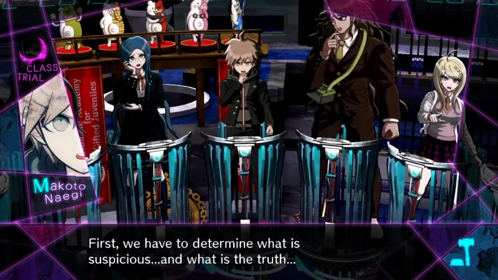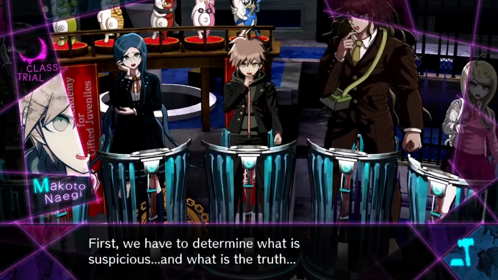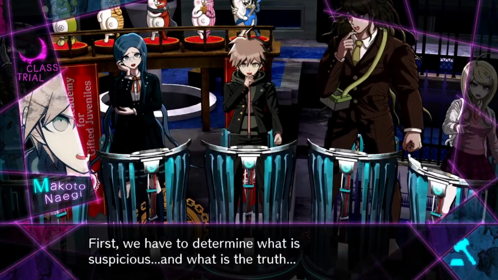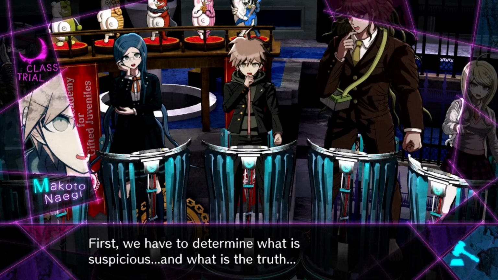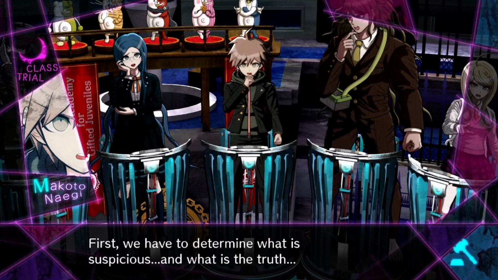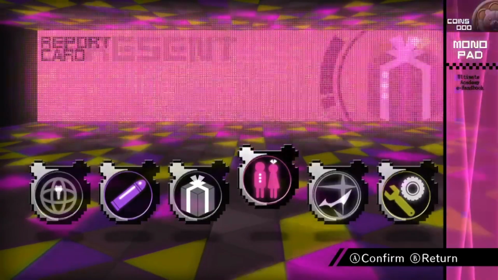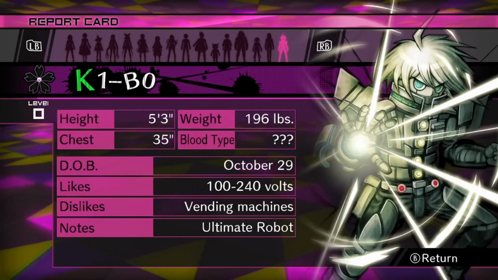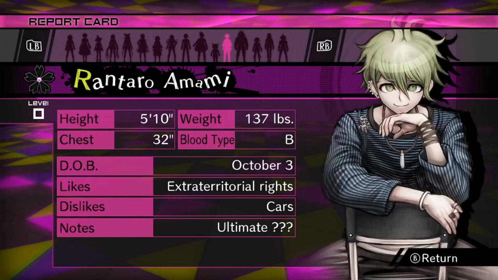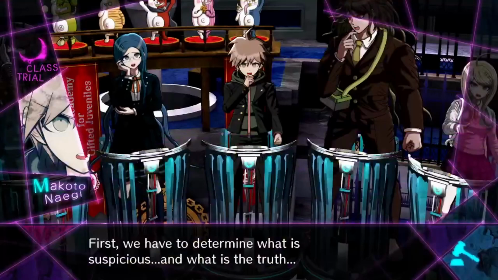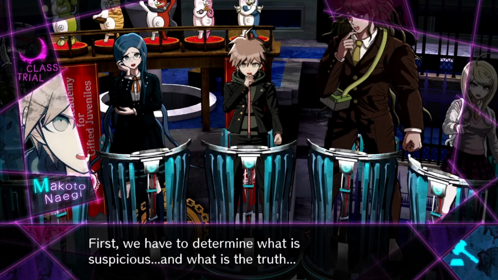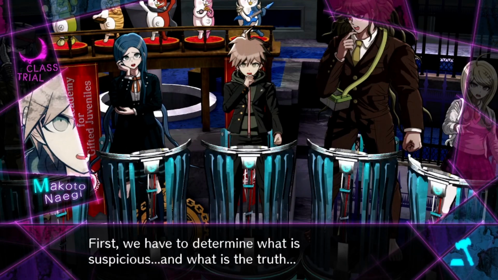Oh, I should probably mention, while all the characters are here, for those of you that didn't watch the first episode of the demo, what we're doing: in order to avoid spoilers, Makoto and Hajime are here instead of, what's their faces? Kibo and Rantaro are sitting out. So yeah, they have Makoto and Hajime instead.